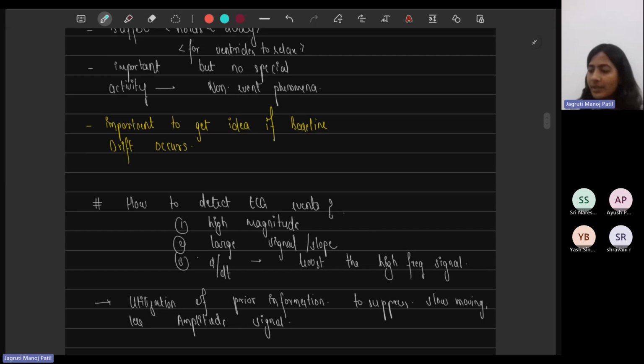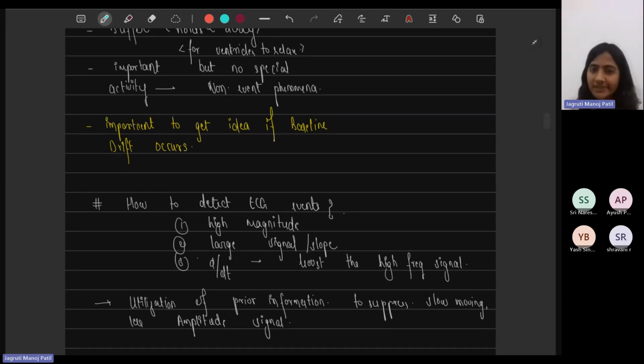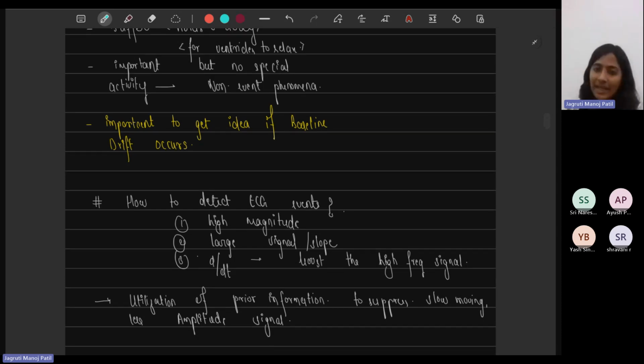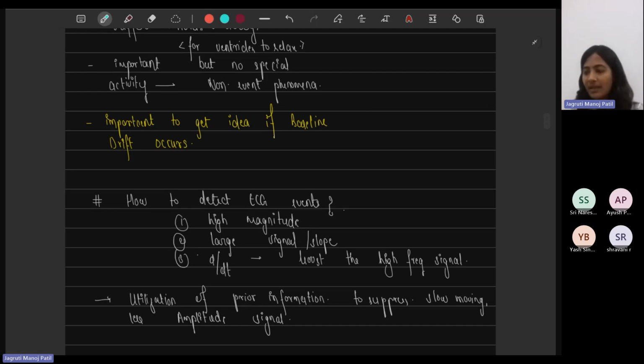Then we go into event detection. We have completed the physiological signal, the ECG, how it comes about and what the anatomy behind it is. So we'll see how to detect it. The ECG's events have very high magnitude, and you can also detect them through the slope of the signal. Just take the gradient of it, that's d/dt or d/dx, in whatever scale you're measuring. Mostly it's time. And it also boosts the high frequency signal.